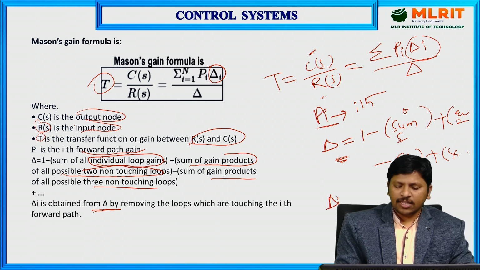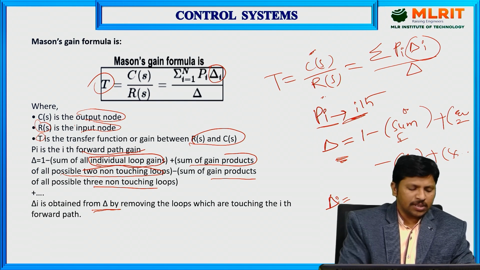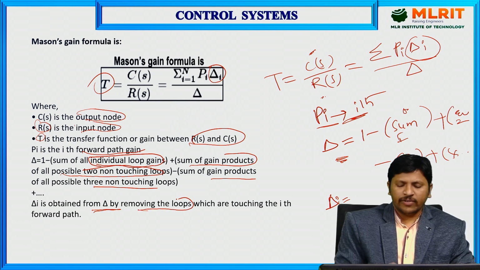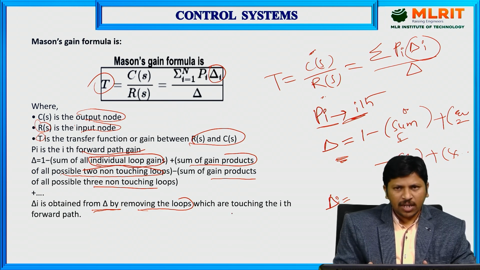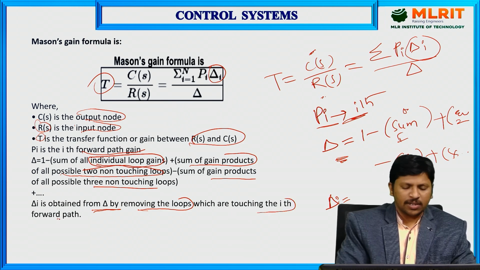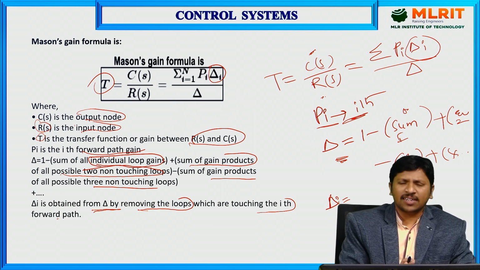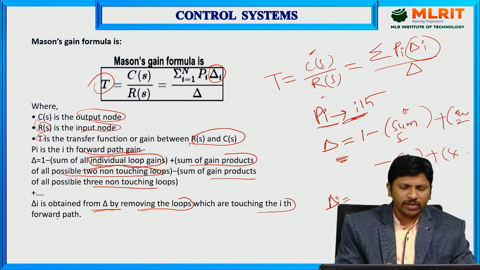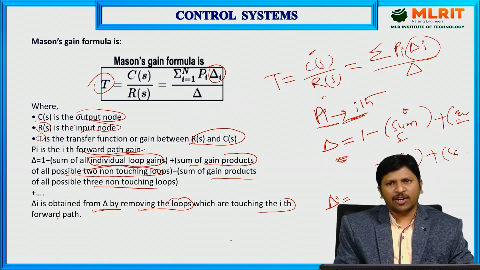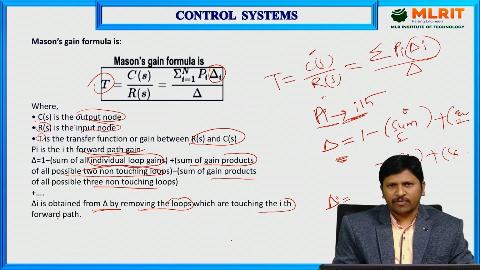Delta I is the part that is not touching the ith forward path. Delta I is obtained from delta by removing the loops which are touching the ith forward path, while the loops not touching the ith forward path are considered directly. Any loops touching that forward path are eliminated, and finally we get the delta I value, right?